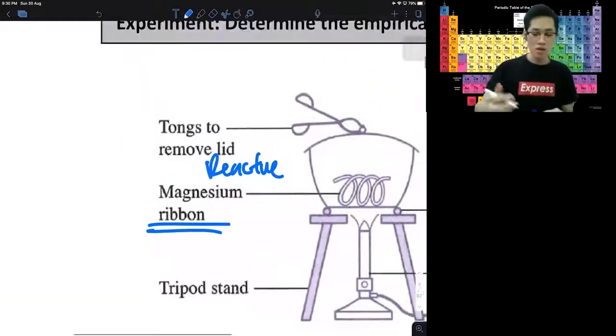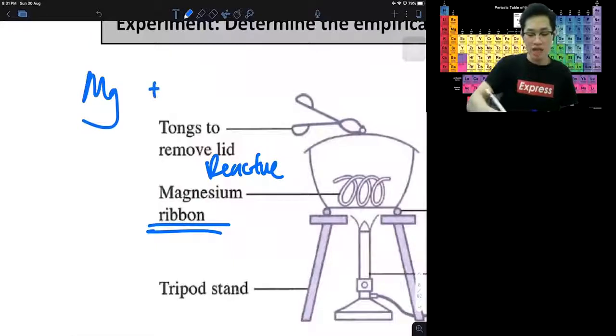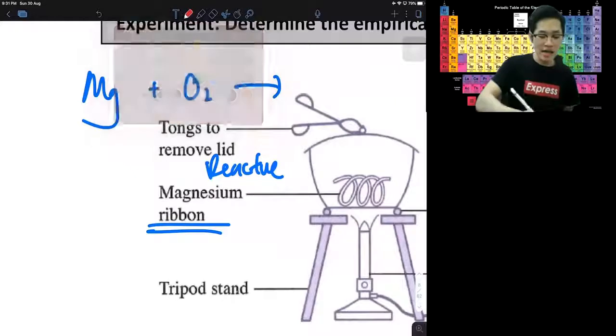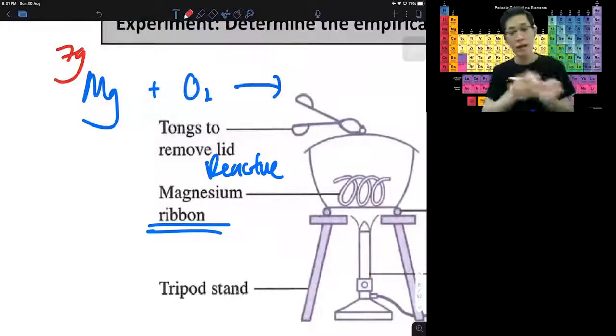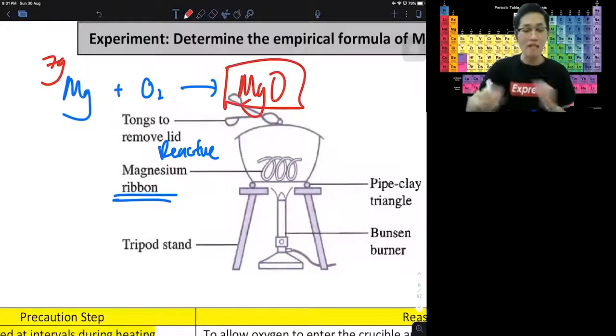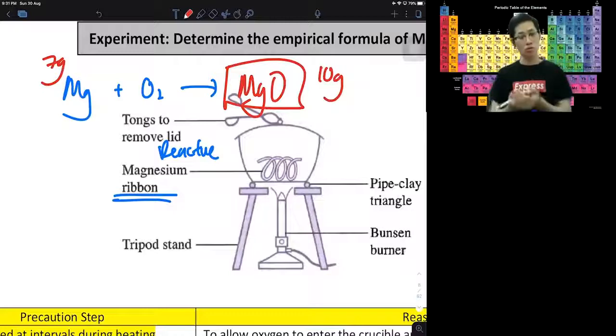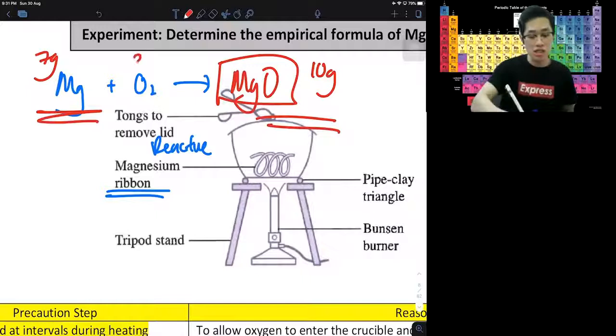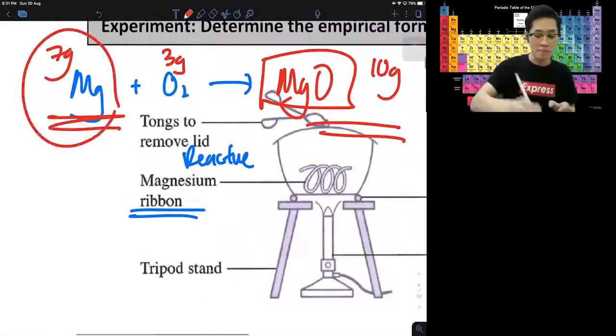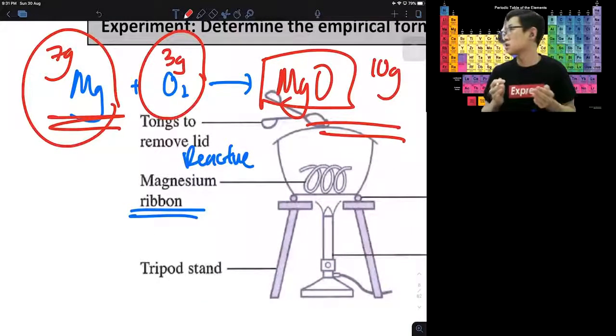So what happens? We can let this reactive metal react with oxygen straight away. That means what we do: I have 7 grams of magnesium, let's say. I allow it to burn in oxygen. After the experiment, I just weigh the mass of the product formed. Maybe it's 10 grams. Oh, then I know. Before the experiment 7, after the experiment 10, that means oxygen is 3 grams. You get it? So by doing this experiment, I am able to find out the mass of the composition.